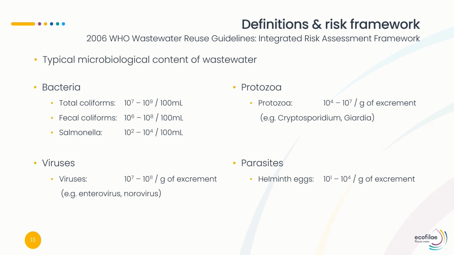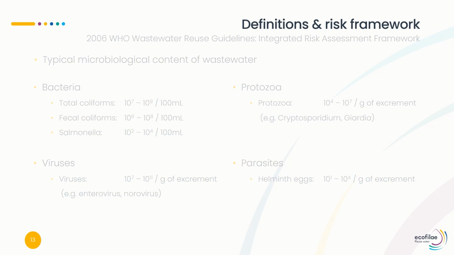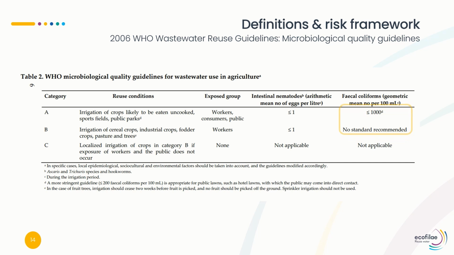There are 2 methods used to set health risk limits in relation to microbes. The first is simply to set a numerical limit on the number per unit volume, as seen here for fecal coliforms in the WHO guidelines. In this case, the irrigation of crops likely to be eaten uncooked should be done with treated wastewater with less than 1,000 fecal coliforms per 100 milliliters of water.